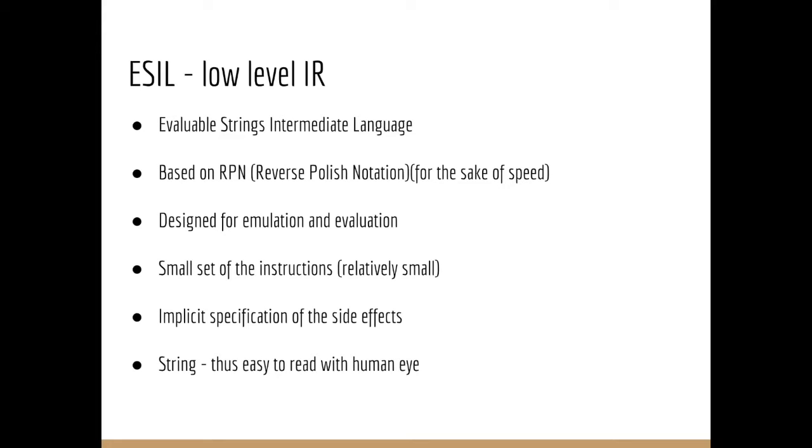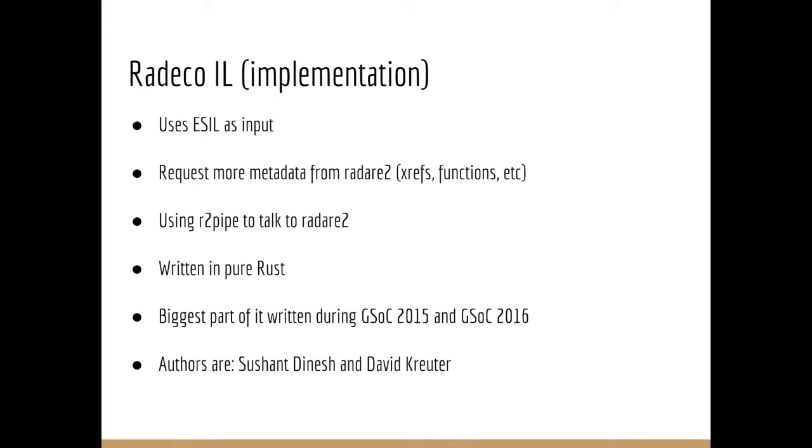And unlike many languages, which have two forms, a binary form and a string representation form, ESIL is a string and binary form itself. So ESIL-VM just runs the string representation of it. And there is a second, higher-level intermediate language. It uses ESIL as an input and requires more metadata from radare, like function names, types, and so on.